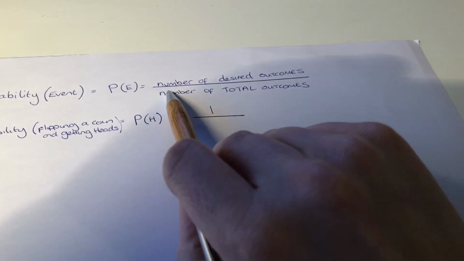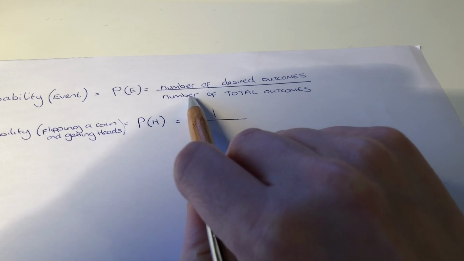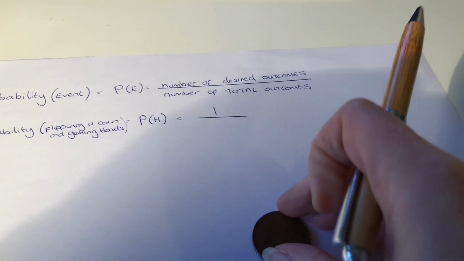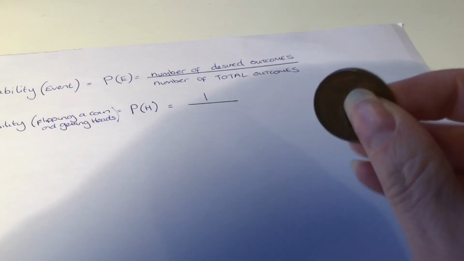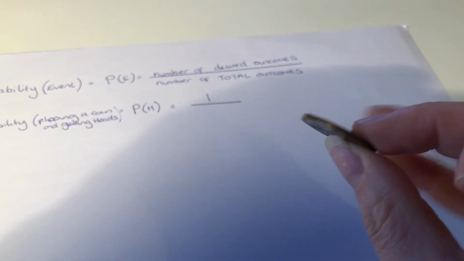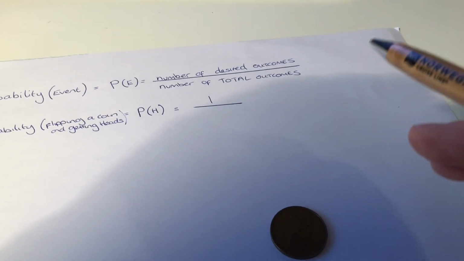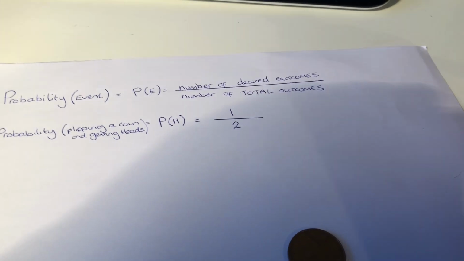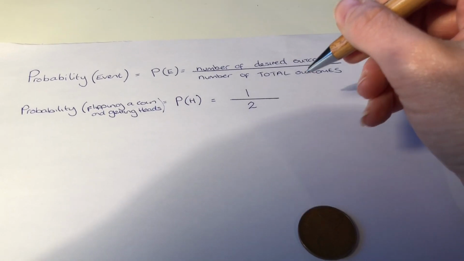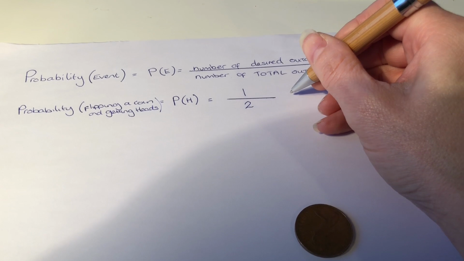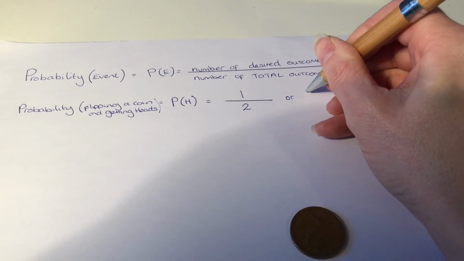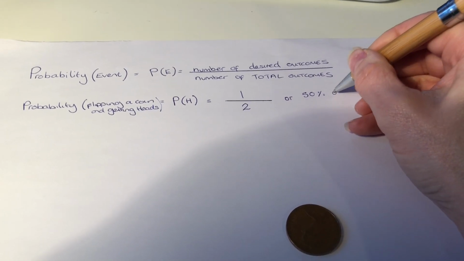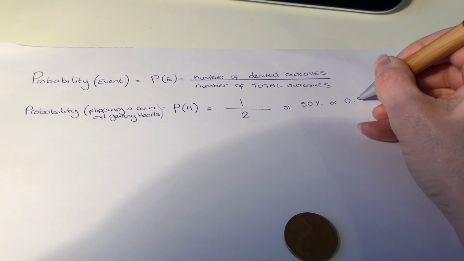And then the number that goes on the bottom of the fraction is the number of total outcomes. So if I flip a coin, how many possible outcomes were there in total? Remember, outcomes means results. Well, there was either heads or tails. So there's just 2 outcomes. And there we have it. The probability of getting a heads is 1/2. Or we can turn that into a percentage, 50%, or a decimal, 0.5.